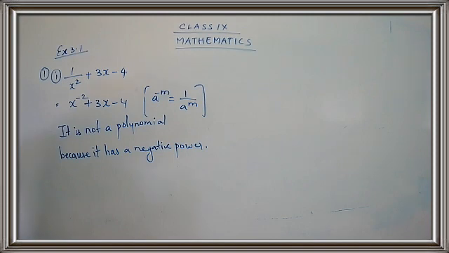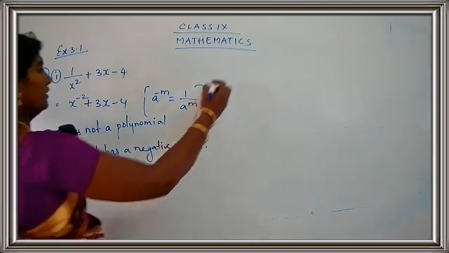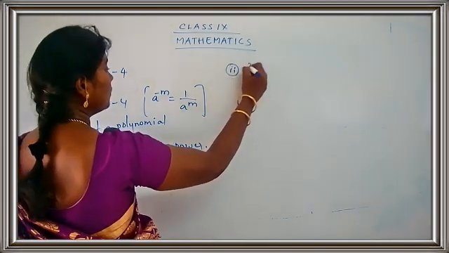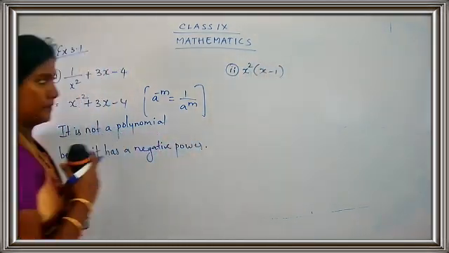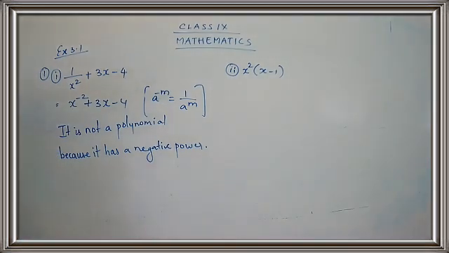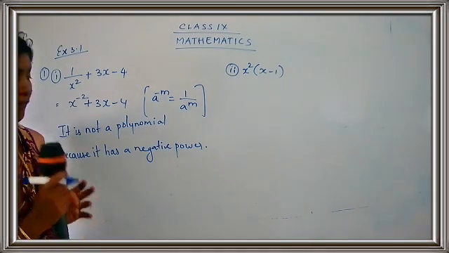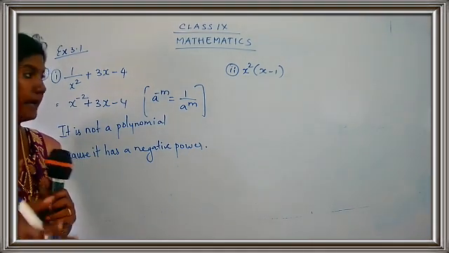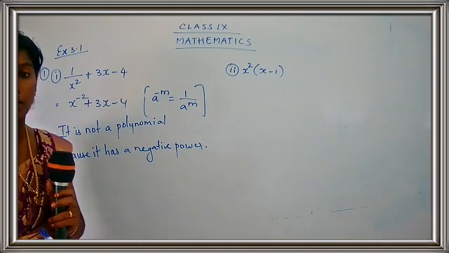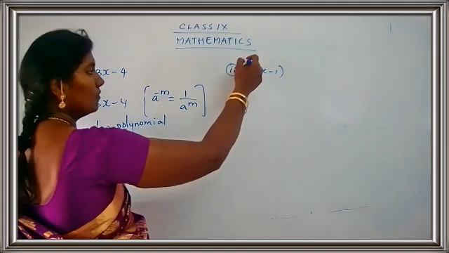Okay, let's go for the next sum. x square into x minus 1. Here, first of all, you have to open the bracket, not add over here. After opening the bracket only, you have to determine whether it's a polynomial or not. So just open the bracket.